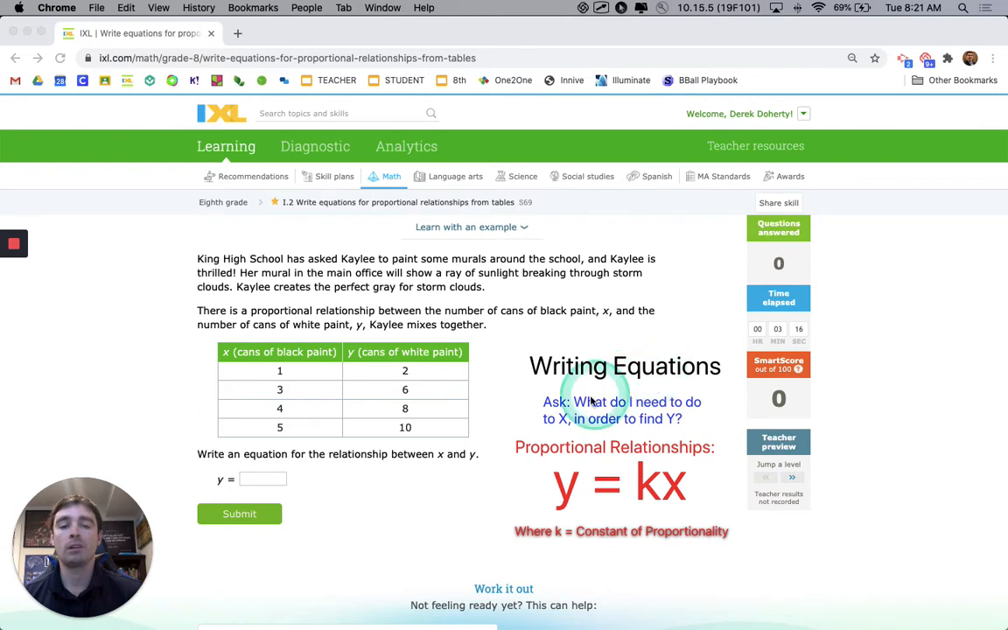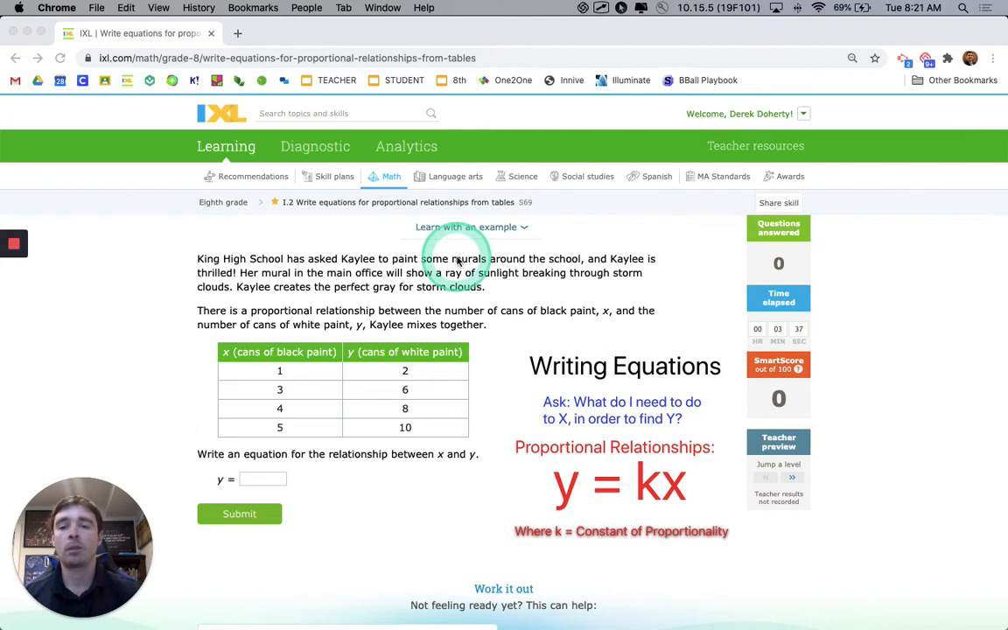So my first note, in blue, that I'm going to focus on: when I'm trying to write equations, I need to ask myself, what do I need to do to x in order to find y? And once I can see that pattern in the table or on the graph or whatever data I have, once I know what I do to x every time to get to y, then I just translate that sentence or that idea into a math equation. Let me show you what I mean.